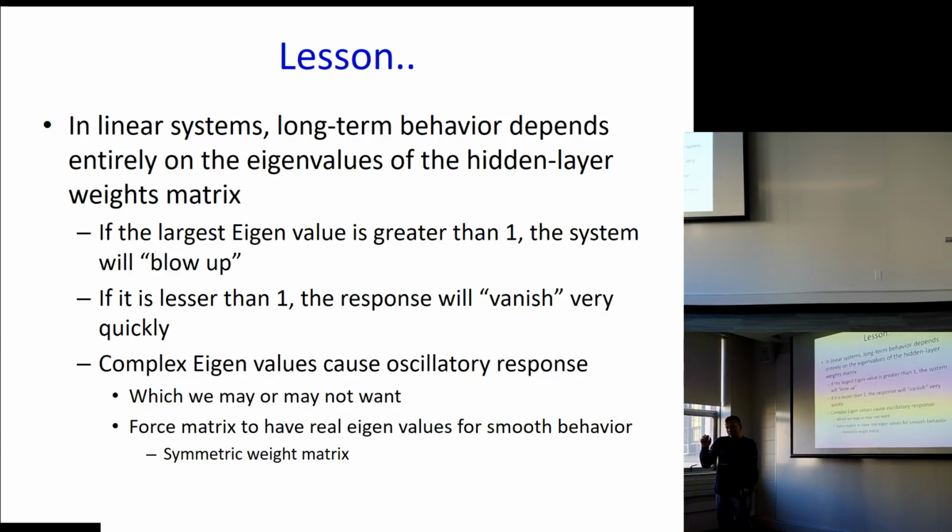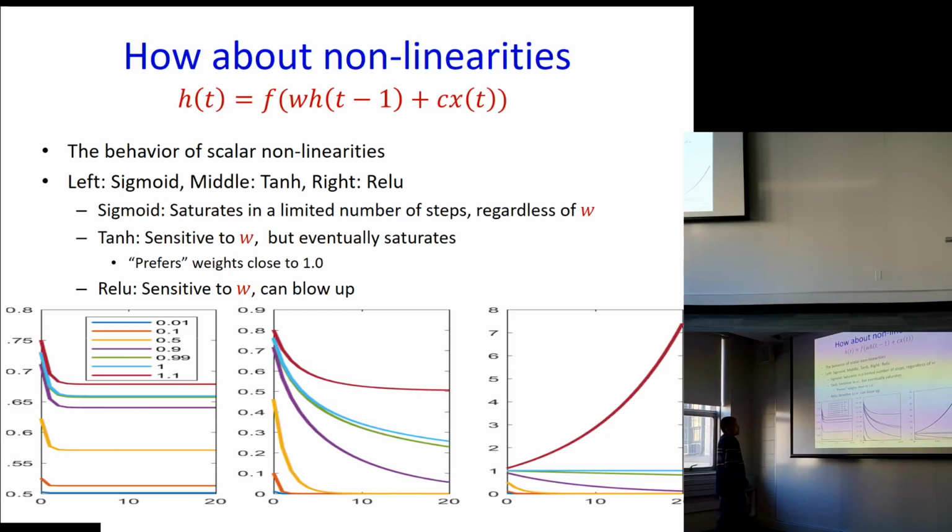So ideally, the hidden layer must remember stuff, but not forever. You want some behavior where as time passes, it keeps forgetting, but it doesn't forget instantaneously, and the memory doesn't explode. Now, this is just with linear activations. Now, if I introduce some non-linearities, what happens?